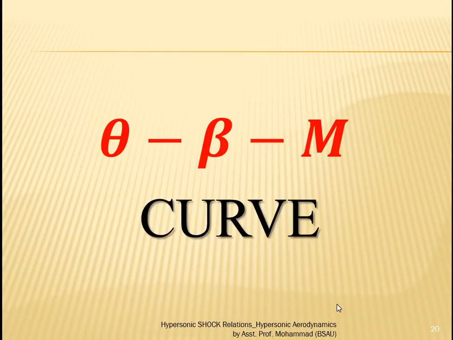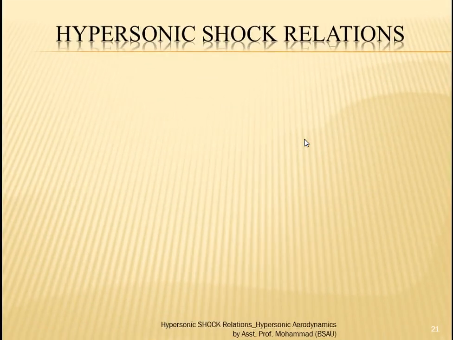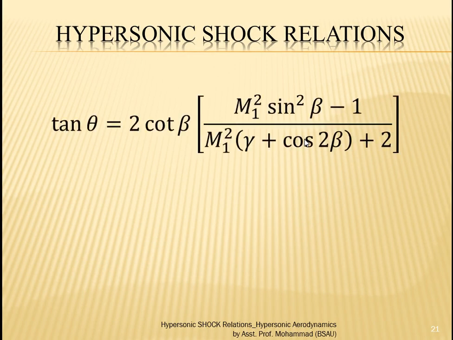Theta beta M curve, you know very well what the theta beta M curve is. This theta is the deflection angle, beta is the wave angle, and M is basically the Mach number. So this is the free stream or the upstream Mach number. And when these curves are drawn, we draw them from this equation. This is the equation. Theta beta M curve, theta beta and M relation. So M square is there, theta and beta are also available.